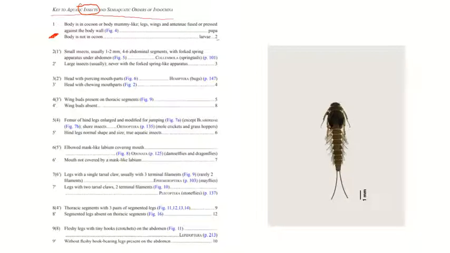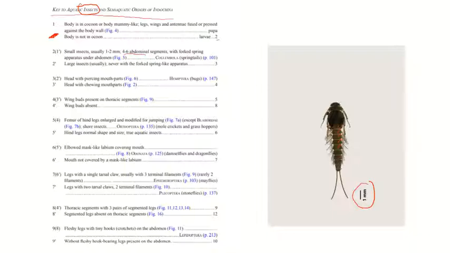Okay? So, in couplet number 2, first lead, small insects. Usually 1 to 2 millimeters, 4 to 6 abdominal segments. So it's very important to have your size indicator here. 1 to 2 millimeters, not exactly. This is a very big insect here. And the abdominal segments, 4 to 6. There are 1, 2, 3, 4, 5, 6, 7, 8, 9, 10 segments that we can see here. So we'll go with the second lead, large insect.